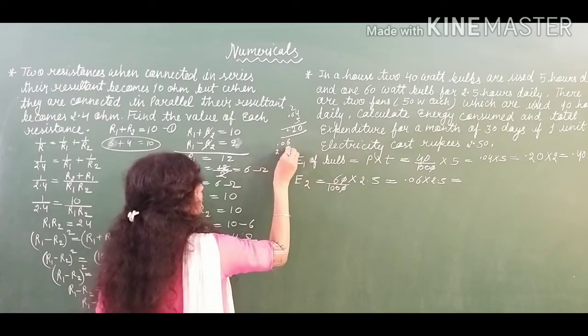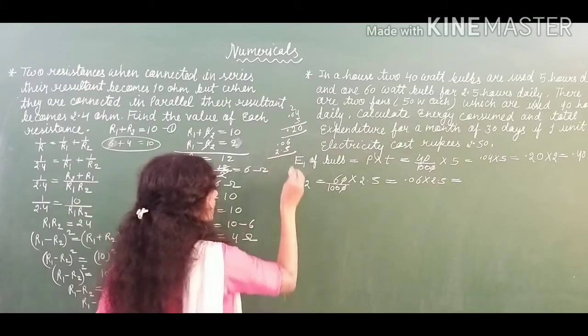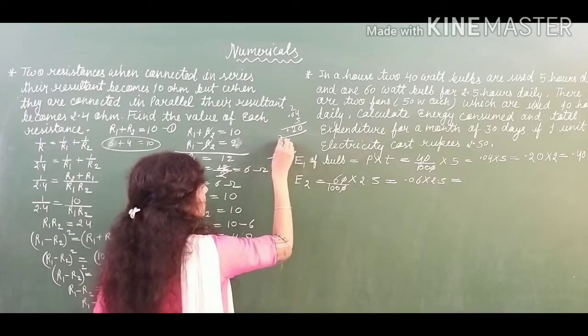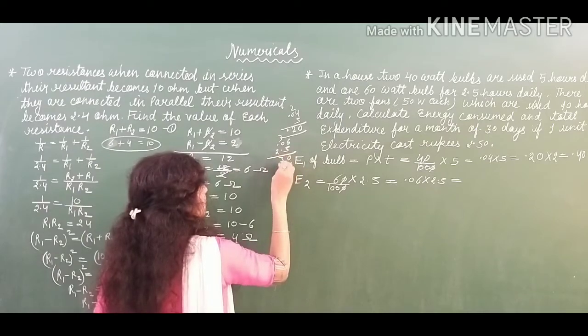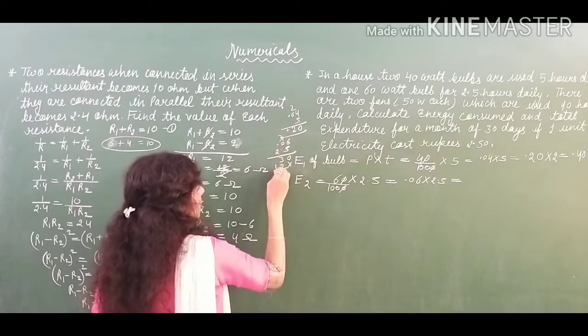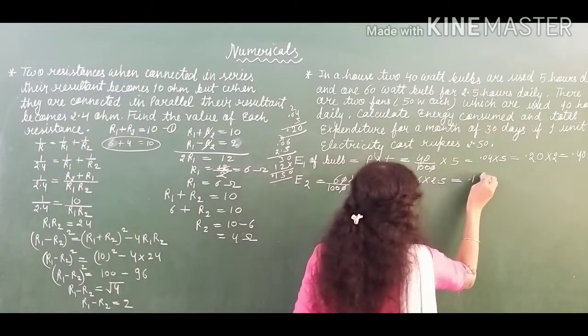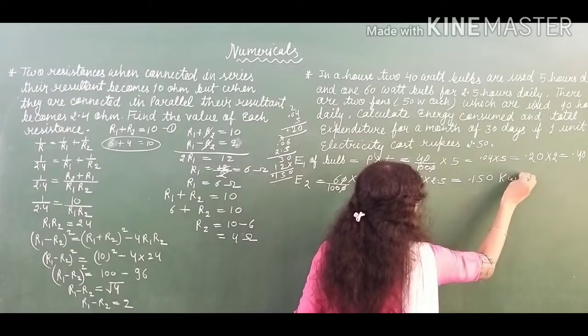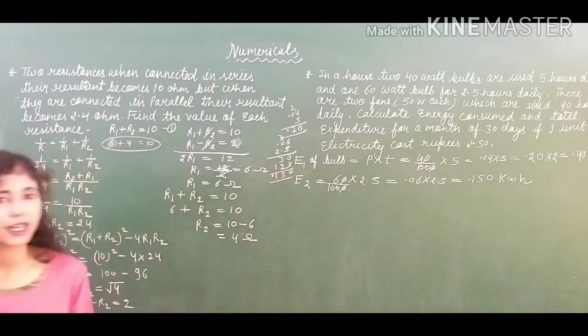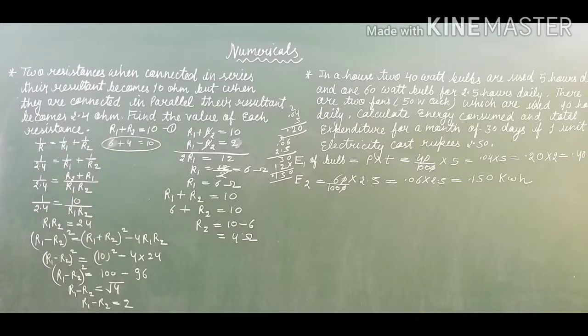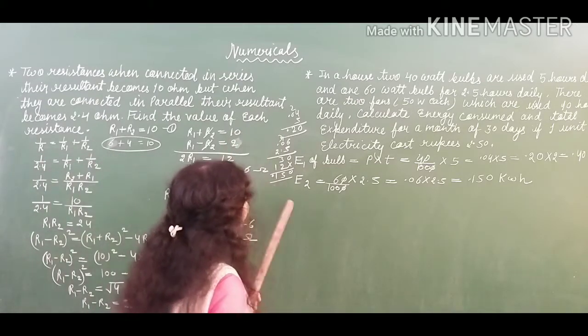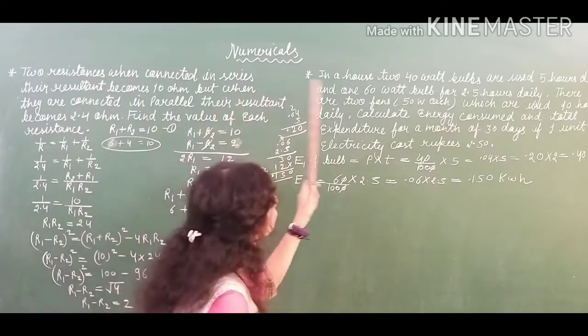What will you get? 0.06 into 2.5. 5 6s are 30, write 0 and carry 3. 2 6s are 12, plus 3 is 15, and so on. You have to put 0.150 kilowatt hour. This is the second one, the energy which we have got. Now what is to be done after that?